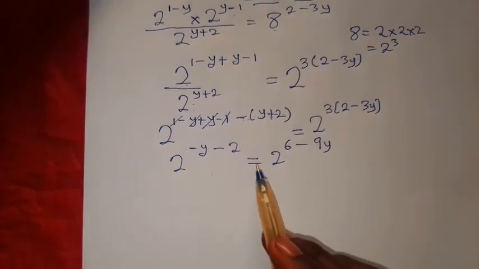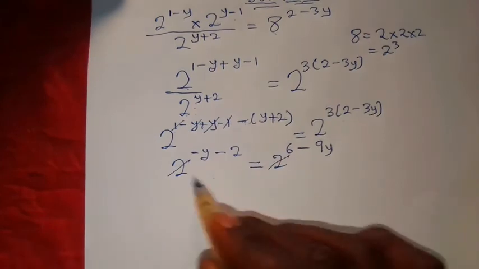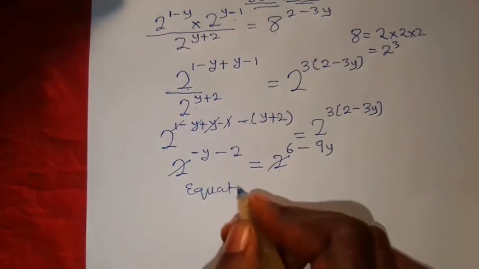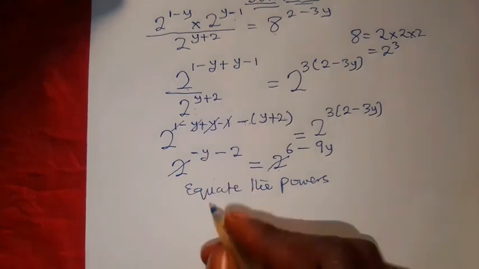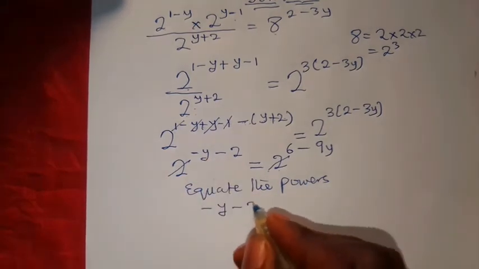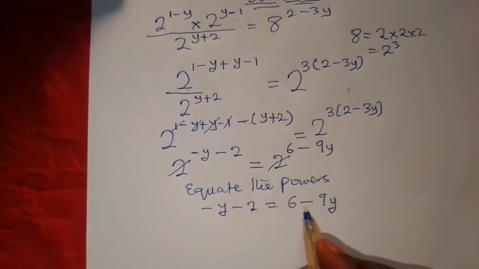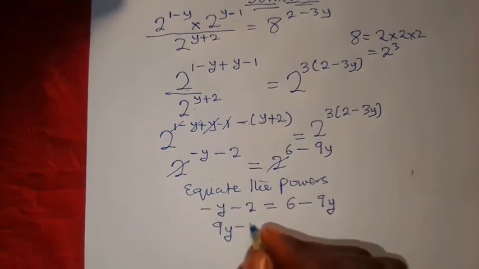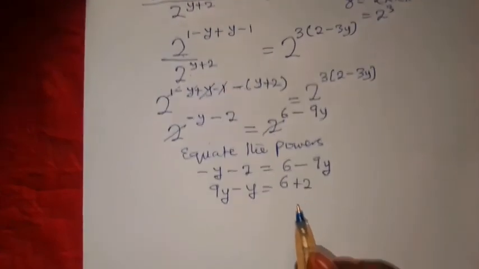What do we do? Yes, what we are going to do. On the left, we are going to cancel the base here. On the right, we are going to cancel the base because the bases are the same. So we'll cancel the base and then we equate. We equate what? Equate the powers. Equating the powers means that over here, we are going to say minus y minus 2 will equal 6 minus 9y. And in collected like terms, I'll move our minus 9y to this side. It becomes 9y. Here we have minus y. Then send our minus 2 to meet the 6 that is here. So it becomes 6 plus 2. So when minus 2 comes over here, it becomes plus 2.